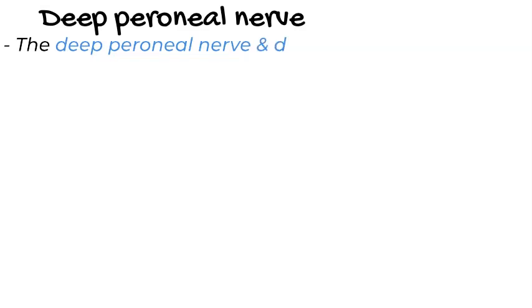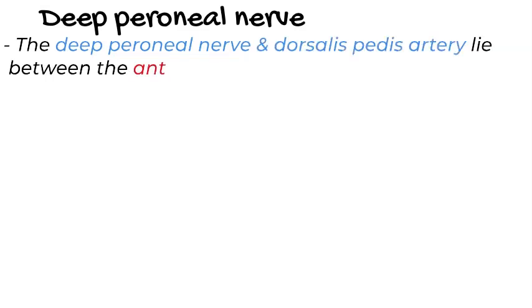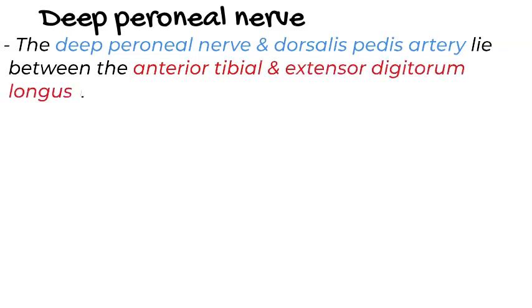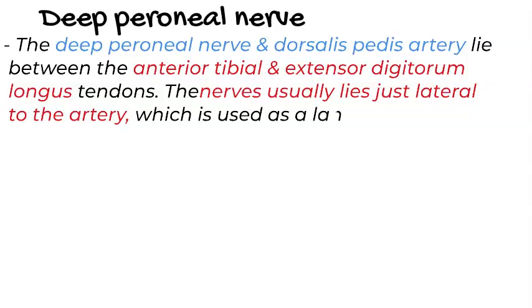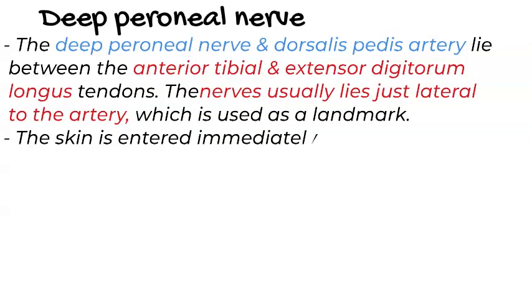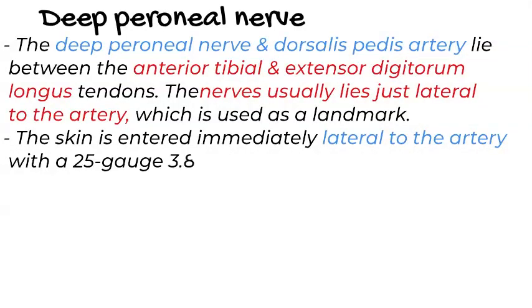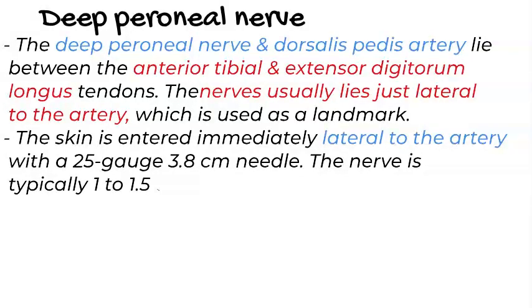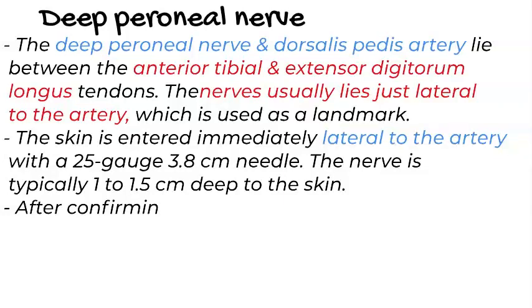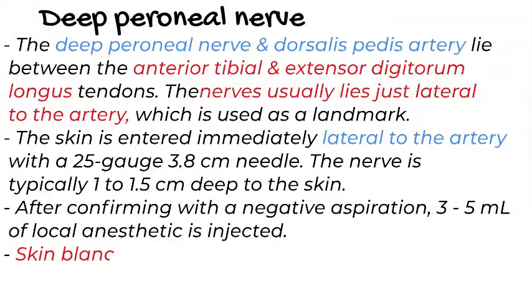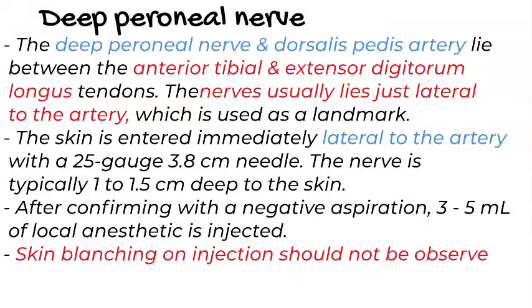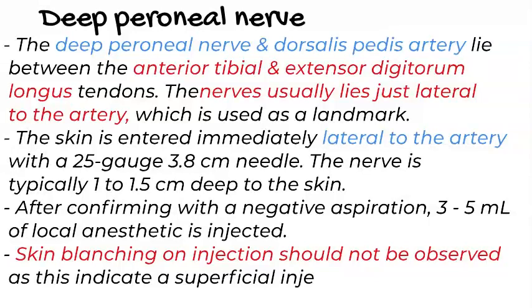For the deep peroneal nerve, the nerve and dorsalis pedis artery lie between the anterior tibial and extensor digitorum longus tendon. The nerve usually lies just lateral to the artery, which is used as a landmark. The skin is entered immediately lateral to the artery with a 25 gauge 3.8 cm needle. The needle is typically 1 to 1.5 cm deep to the skin. After confirming with a negative aspiration, 3 to 5 ml of local anesthetic is injected. Skin blanching on injection should not be observed as this indicates a superficial injection.